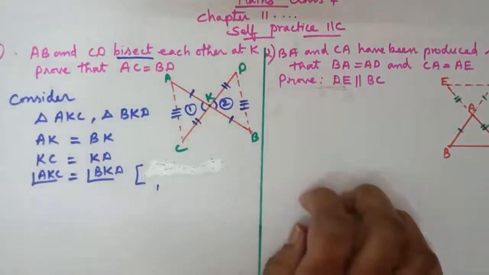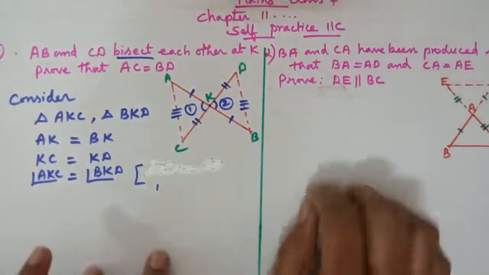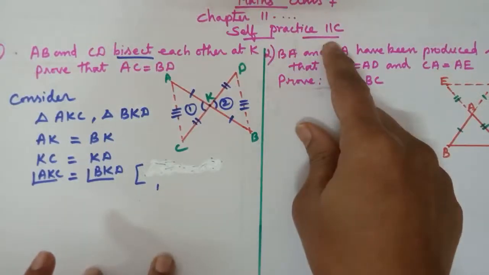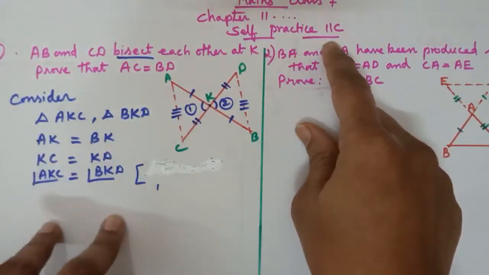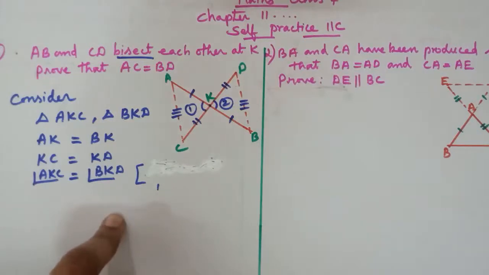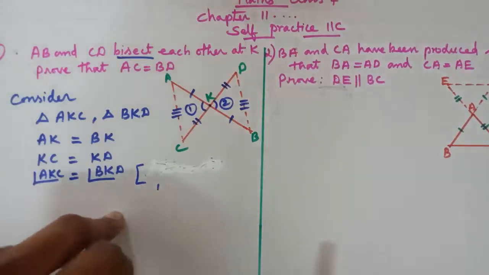Hi students, in this video we will see self-practice 11C. First question: AB and CD bisect each other at K. Prove that AC is equal to BD.